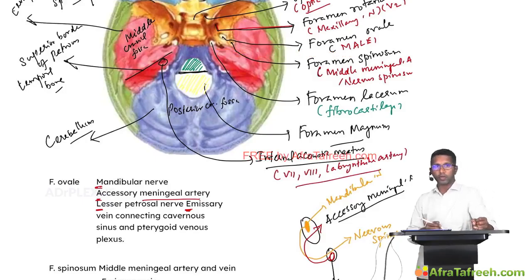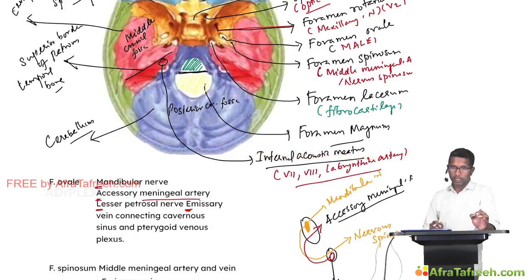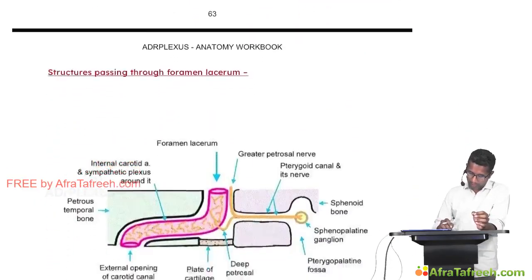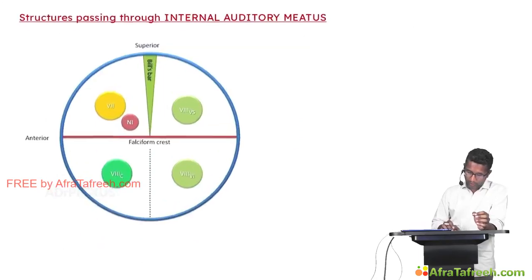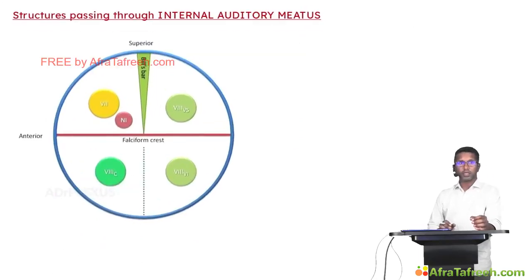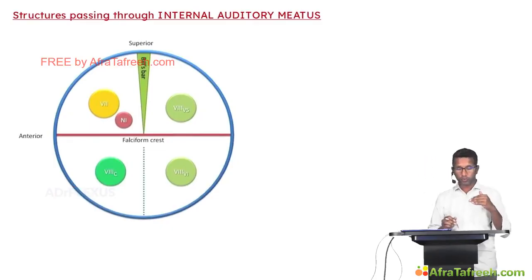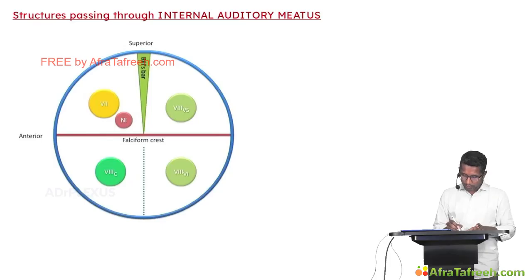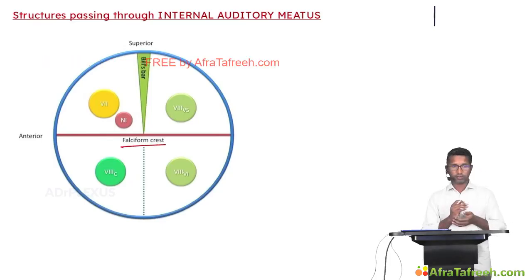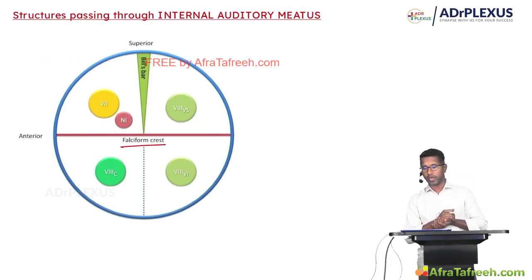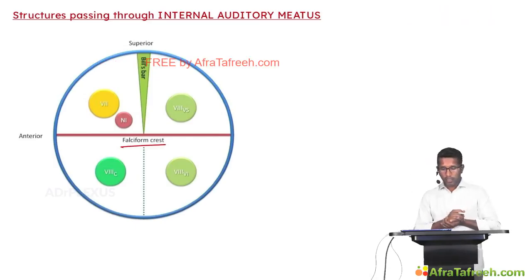But when you study this internal acoustic meatus in detail, it has a horizontal bar of bone separating it into two halves. This horizontal bar of bone that you see here is called the falciform crest.